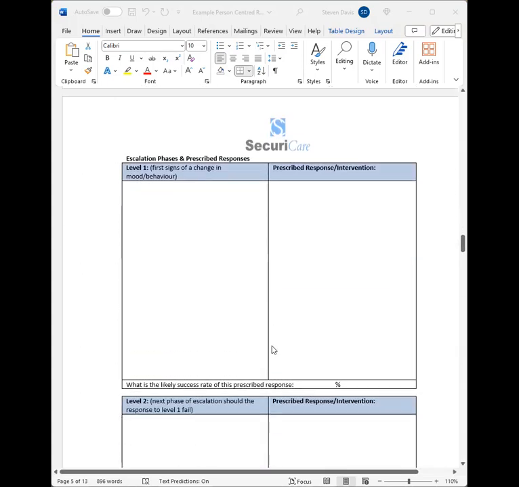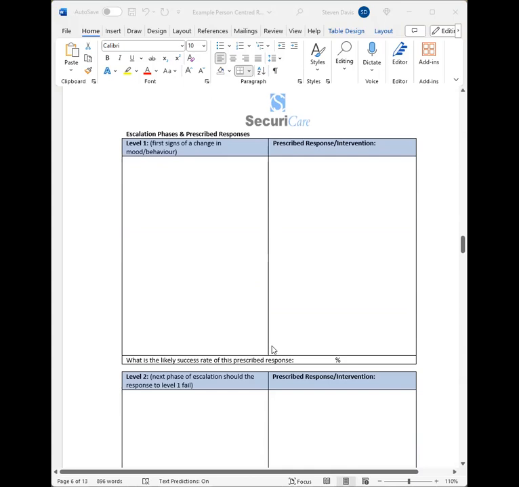Good. So we move into the 3 stages of escalation. And again, in other models, you may see traffic lights. We're going to use level 1, level 2, and level 3. In level 1, we're looking at those very early stages of what causes an escalation and what the prescribed response could be. For that, we need to be aware of signs and symptoms.